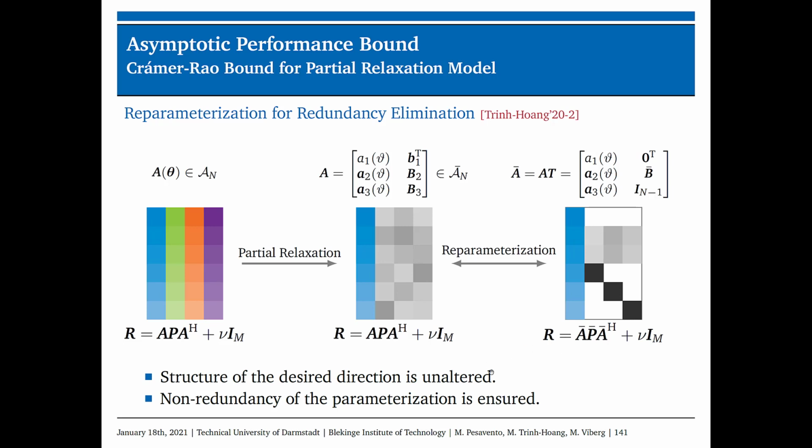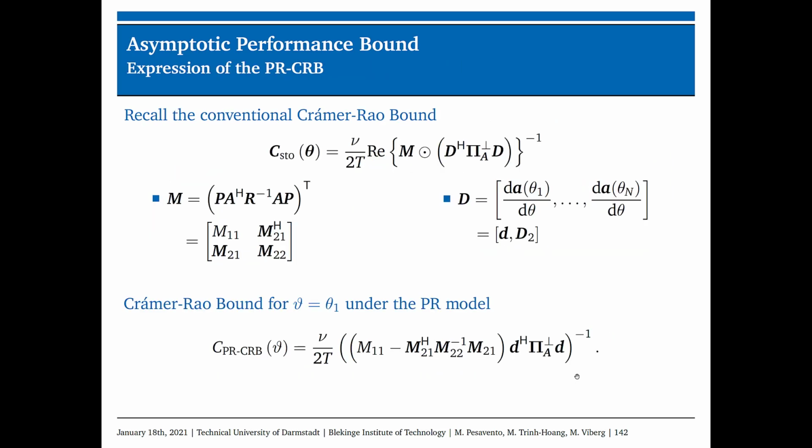This representation ensures the invertibility of the PR Fisher information matrix. The stochastic Kramer-Rao bound for the PR model is then given by the closed form expression over here. Comparing this bound to the stochastic Kramer-Rao bound of the conventional model given above, we observe some similarities. Both Kramer-Rao bounds depend on the matrix M defined here on the left side, as well as the orthogonal projector onto the noise subspace and the derivatives of the steering vectors at the true source locations.